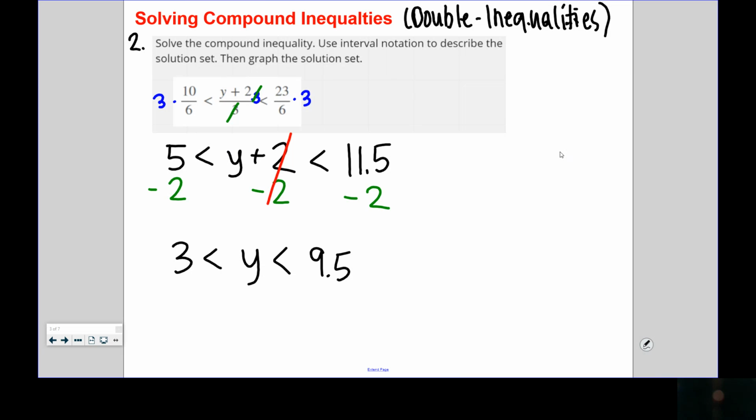We've solved it. Now we can go ahead and draw our number line, get the graph, and then we will write interval notation. So draw your little number line. Write your relevant numbers here. It's 3 and 9.5. Make sure you write them in the correct order. 3 is the smaller number, so it goes on the left. 9.5 is bigger, so it goes on the right.